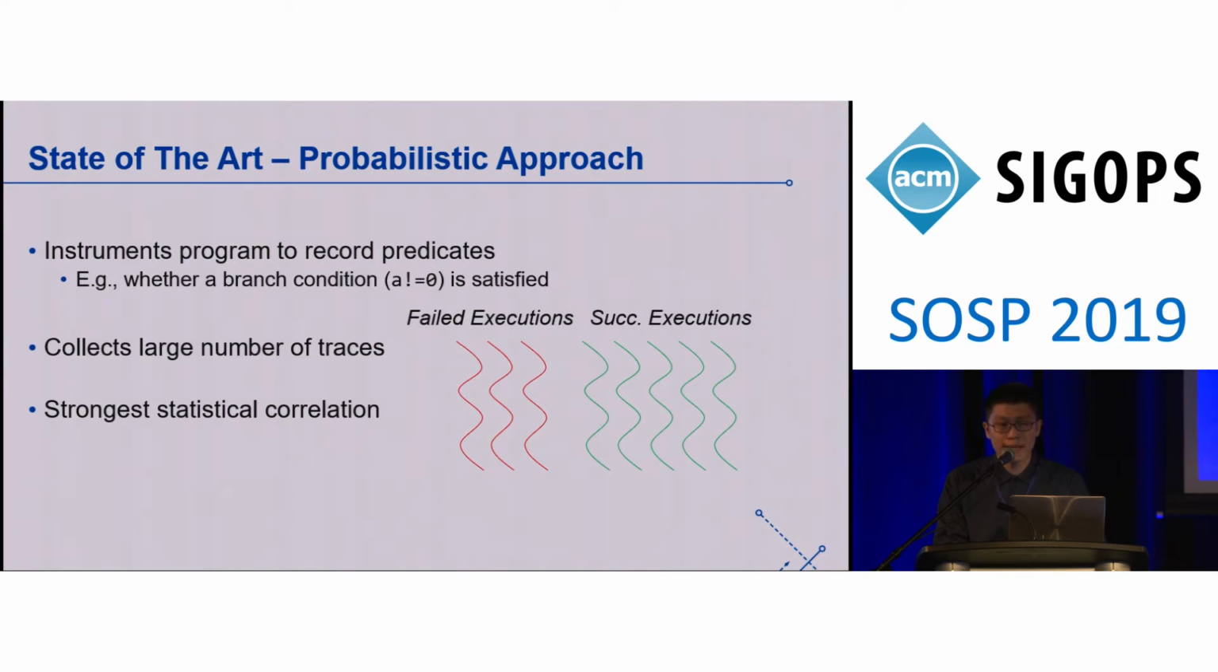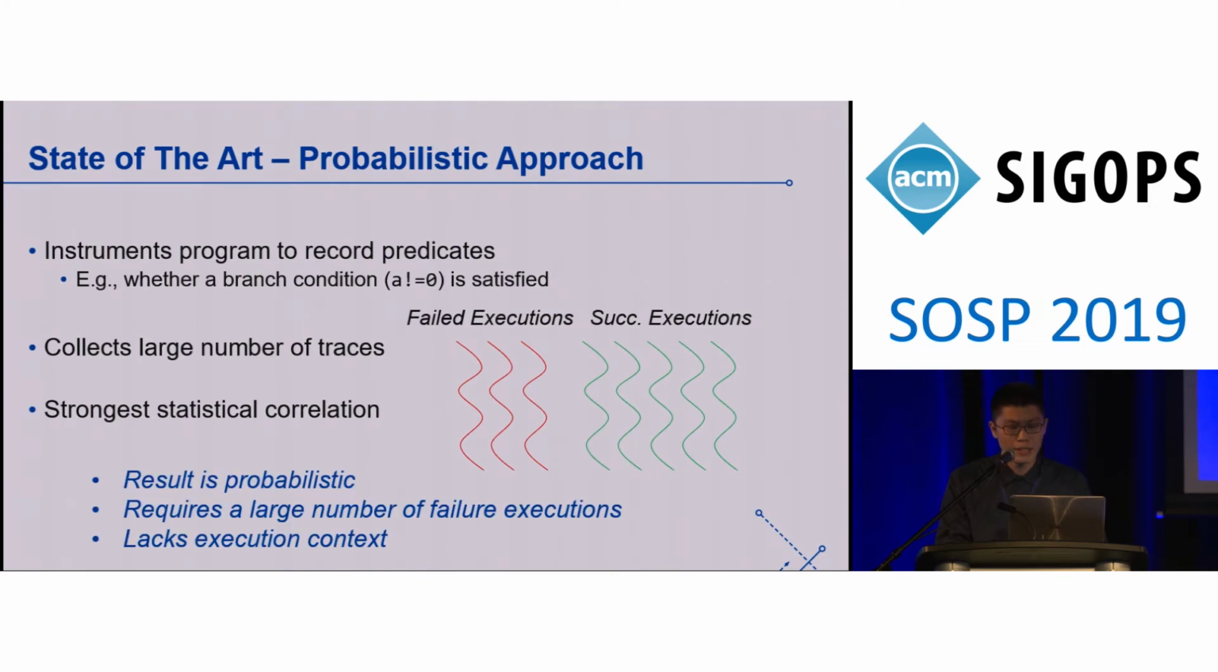Most of the existing techniques for root cause localization adopt a probabilistic approach. They instrument the program to record predicates such as whether a branch is taken. And then they run the instrumented program to collect a large number of successful executions and failure executions. And finally, they find the predicate that has the strongest statistical correlation with the failure symptom as the root cause.